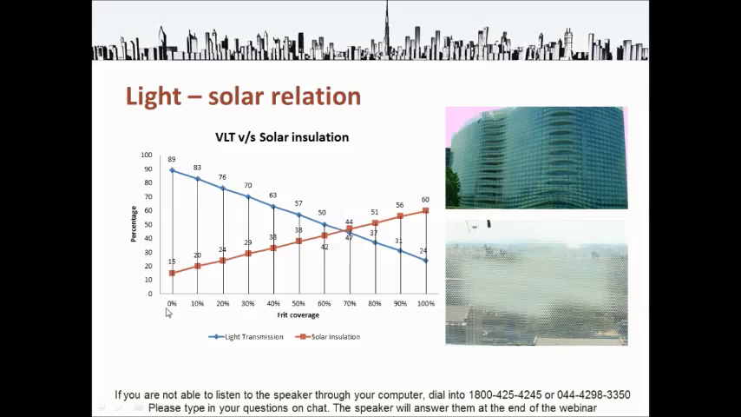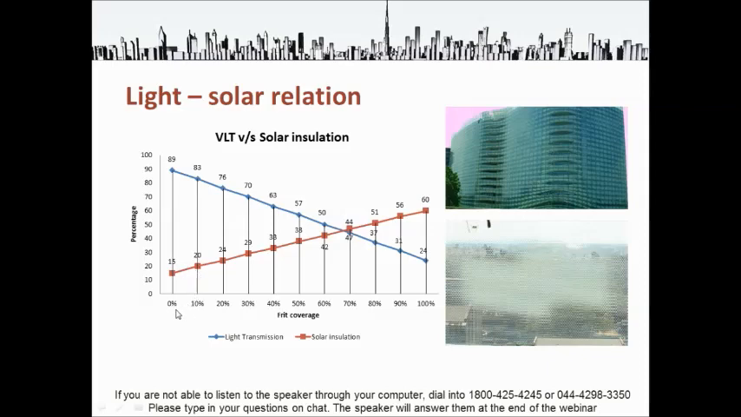So for example, at 0%, when I don't do any kind of ceramic frit, and this is for a clear glass, you can see that the light transmission is very high, 89%, and solar insulation, it insulates only 15% of heat. The rest, 85% of heat, is allowed inside, which means a very high amount of heat is passing through.